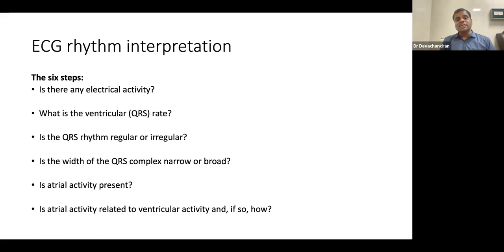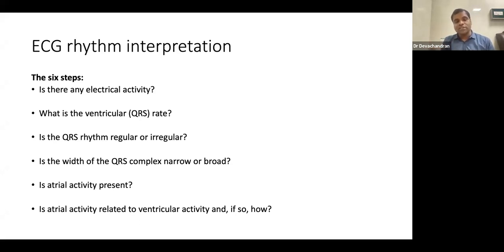Third one is, is the QRS regular or irregular? Does the QRS complex appear at regular intervals, which means the large squares between the R waves, are they even, equal between two R waves, or do they keep changing? So that is regularity or irregularity. And then the width of the QRS complex, how wide is the QRS complex, or how narrow is the QRS complex? Then, is there any atrial activity?